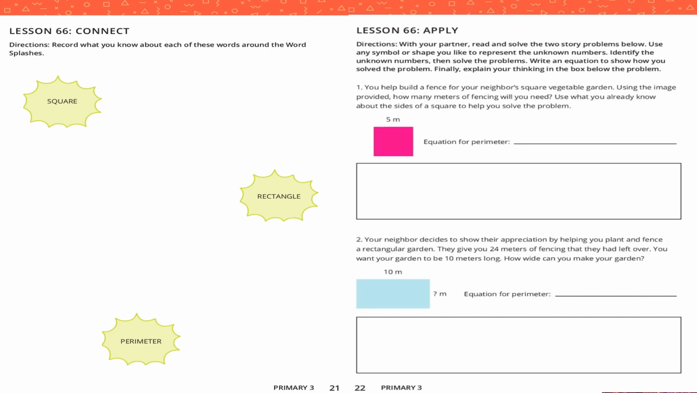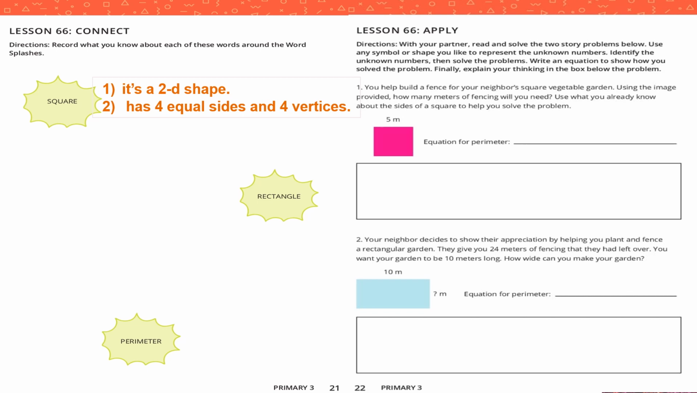Lesson 66. The connect part. Record what you know about each of these words around the word splashes. The first word is square. What do you know about square? It's a 2D shape. It has 4 equal sides and 4 vertices. And don't forget this word, equal sides. All sides are equal in length.